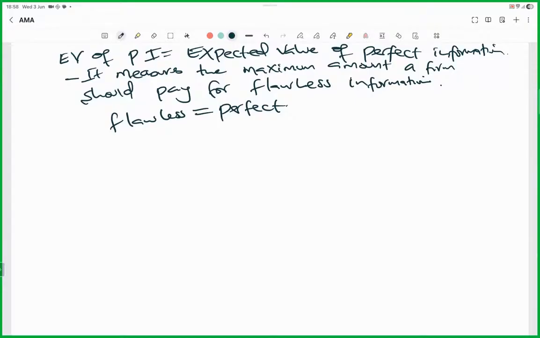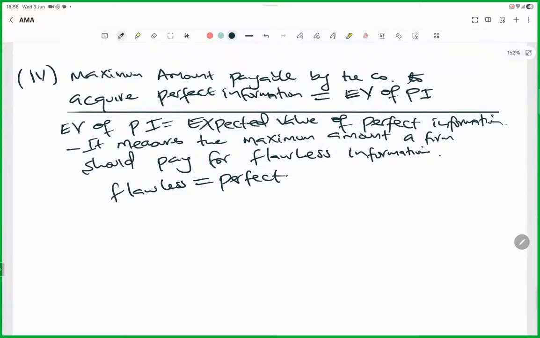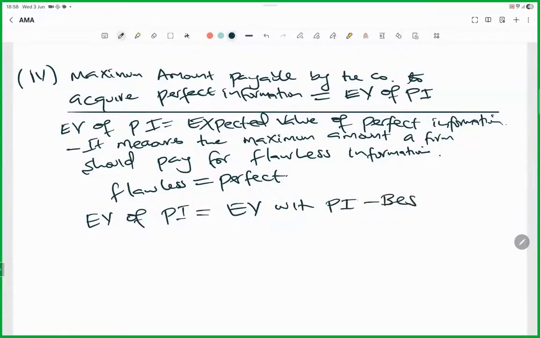So then how do we get this EVPI? We normally take EV with the PI minus best EMV.